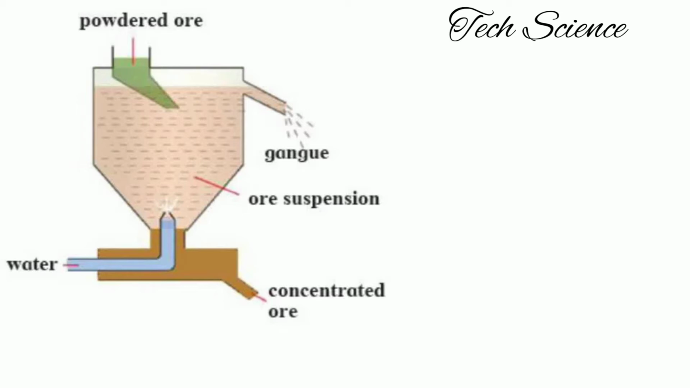Before that, we know that the first step in extracting the metal from its ore is the concentration of ore. In the concentration of ore, the metal is separated from its gangue particles, which are the impurities. For this, we have different methods to separate the gangue particles from the ore: first, separation based on gravitation; second, magnetic separation; third, froth flotation; and one more, the leaching method.